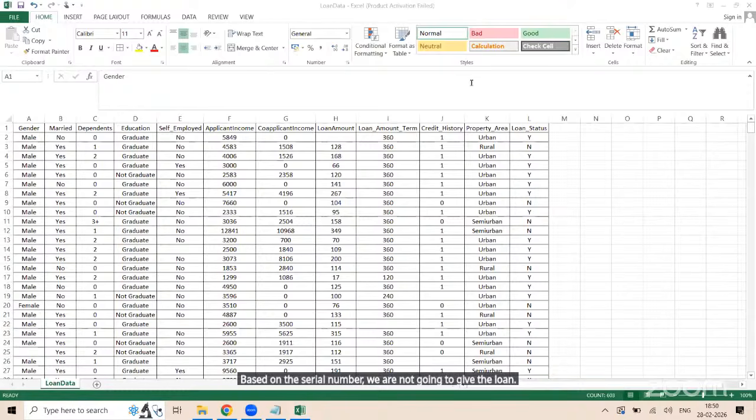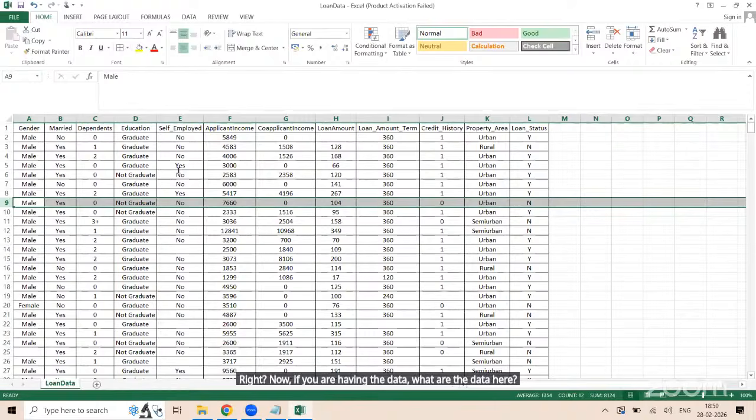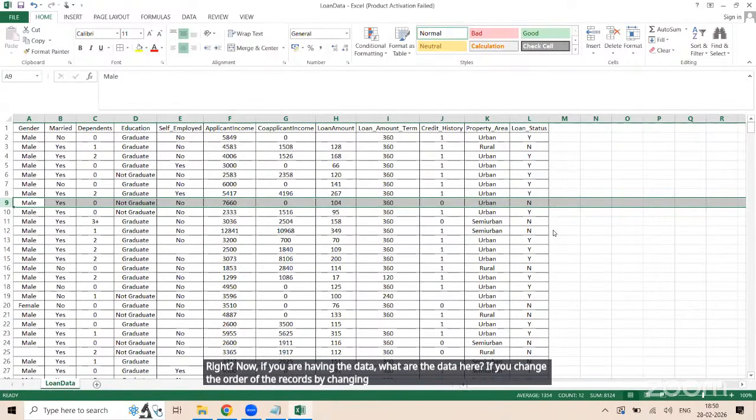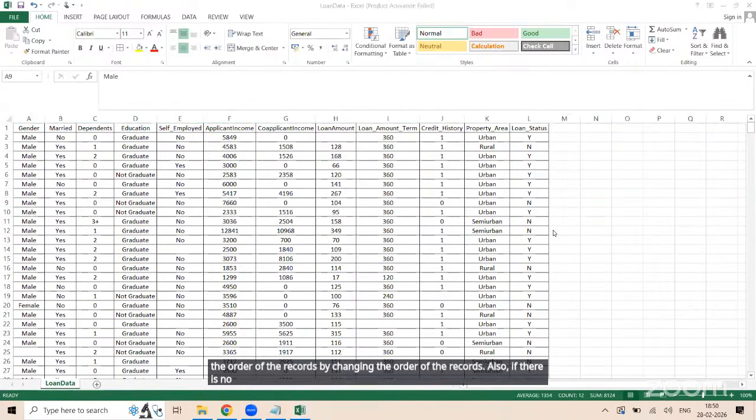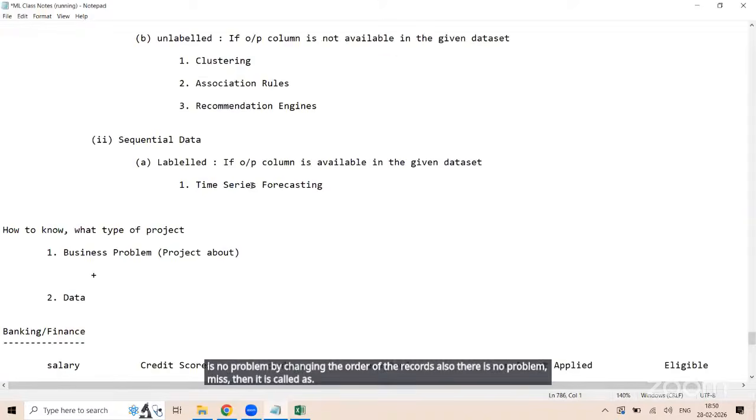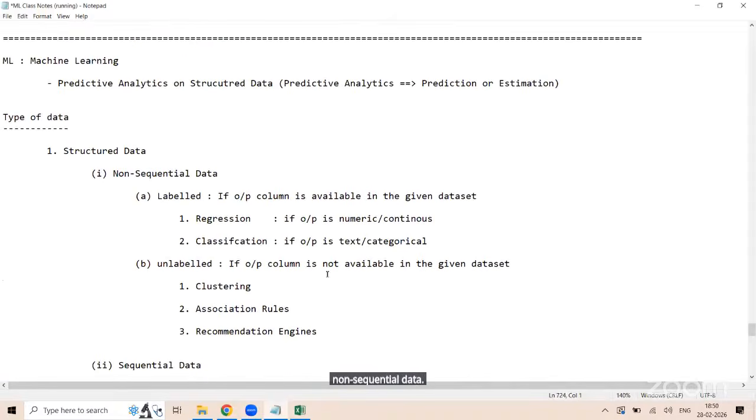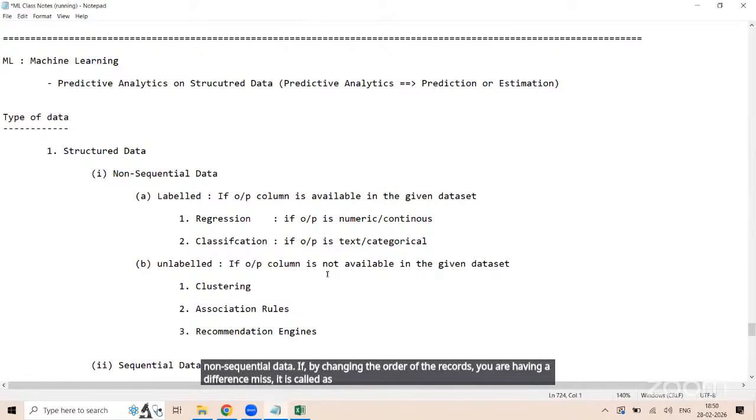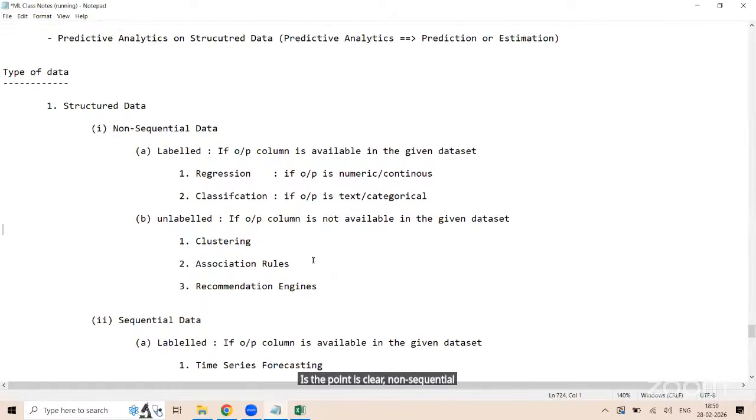Right? Now, if you are having the data, what are the data here? If you change the order of the records, and by changing the order of the records there is no problem, then it is called non-sequential data. If by changing the order of the records you get a difference, it is called sequential data. Is the point clear? Non-sequential versus sequential, as one of the students is asking now. Your question is clear? Kavya.